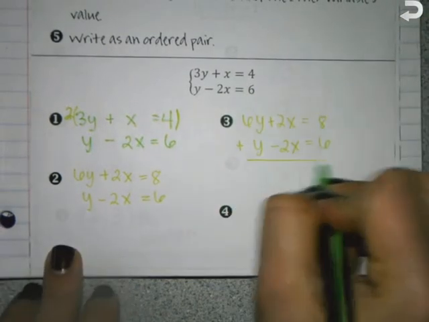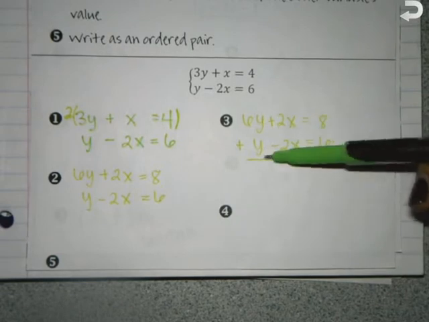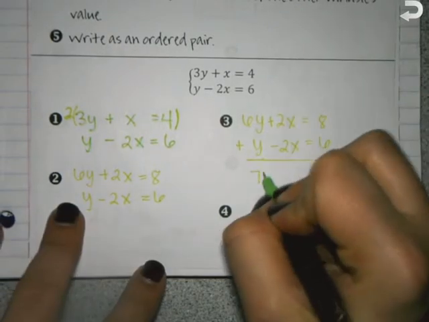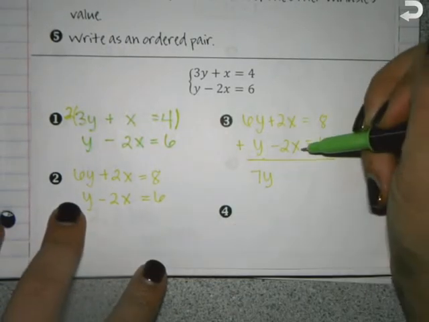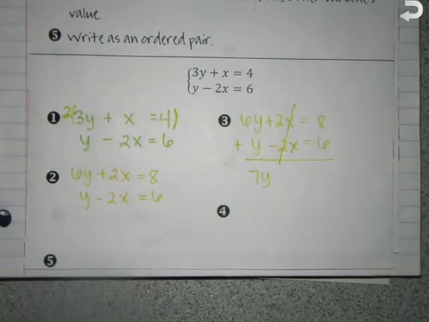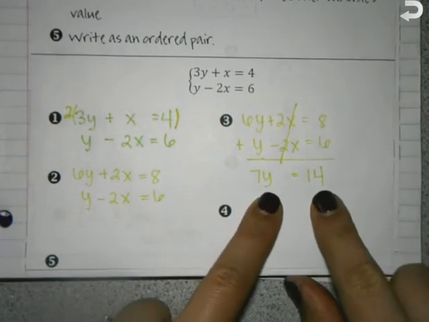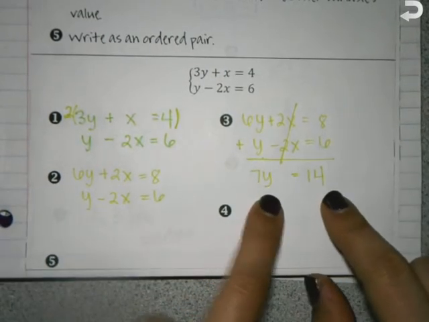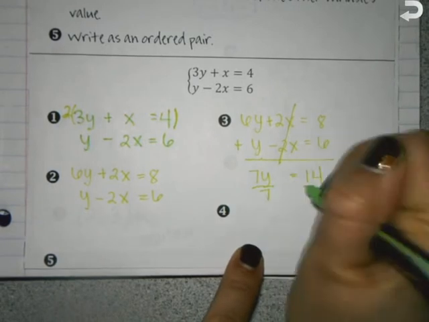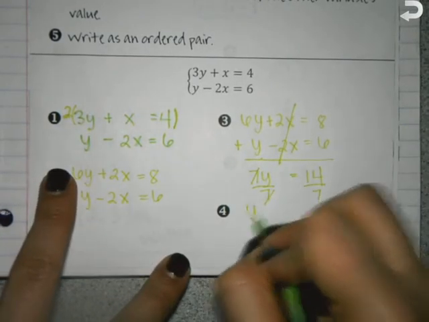Okay, so I just rewrote it here, and this is what we're going to do. Add both equations together, and we're just going to add straight down. So what's 6y plus y? 7y. What's 2x minus 2x? 0. Oh my gosh, that's why it's called the elimination method, because those variables will end up canceling each other out. Equals 14. And now I have 7y equals 14. How easy is that to solve? Divide by 7. And we get y equals 2.